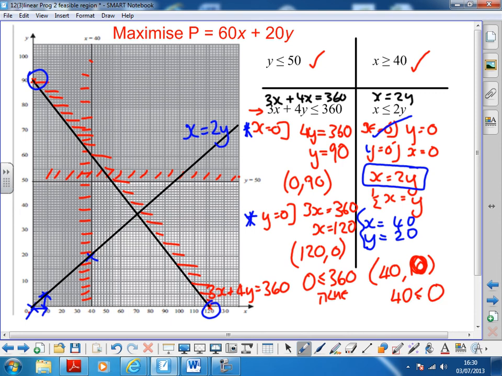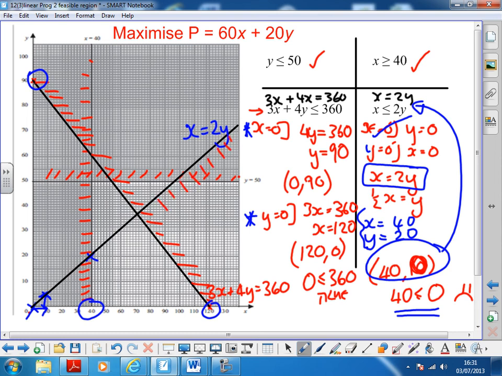So yeah, you've subbed this coordinate that you've chosen, 40, 0, which is down here, into the inequality, and that's given you this, which is rubbish. Absolutely. A lie. So, what does that tell us? We don't want the side with that. Exactly, yeah. So we don't want any of that rubbish there.